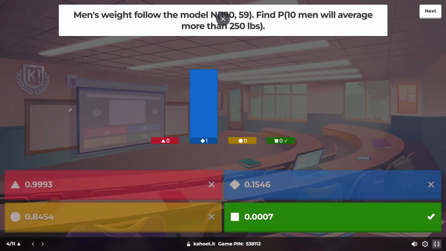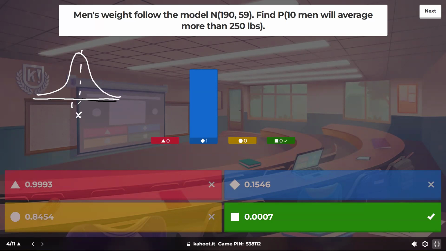Well, first of all, if you really want to see this, it's a good idea for you to not only be able to do it, but also be able to see what you're doing. We're dealing with three different normal distributions here. Here's the one that we're given. It's got a mean of 190, standard deviation of 59. But we're not dealing with just single individuals here. We're dealing with 10 men, an average of 10 guys.